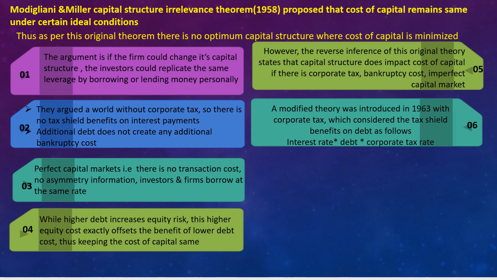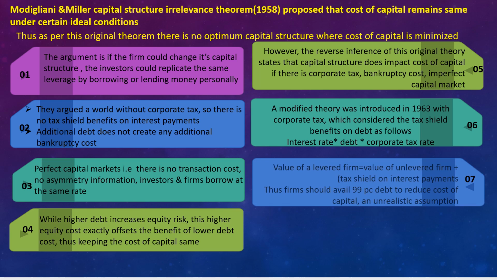A modified theory was introduced in 1963 with the corporate tax, which considered the tax shield benefits of debt as follows: interest rate times debt times corporate tax rate. The value of a levered firm equals the value of an unlevered firm plus the tax shield on interest payments. Thus, firms should avail 99% debt to reduce cost of capital, an unrealistic assumption.